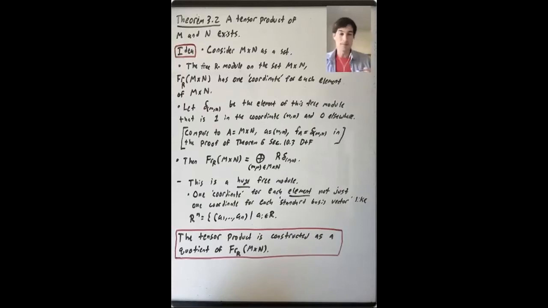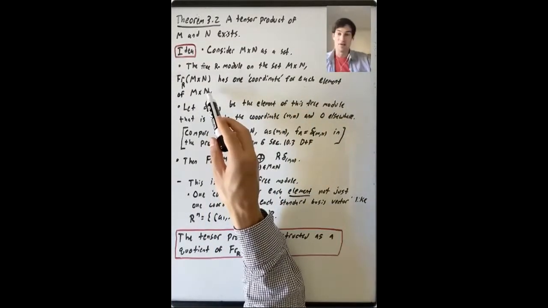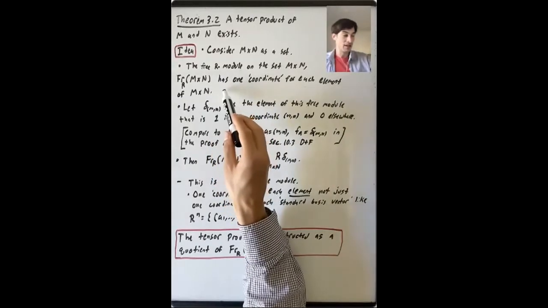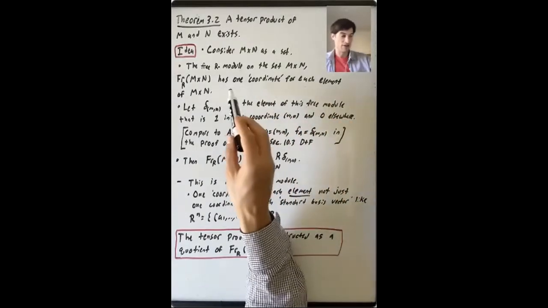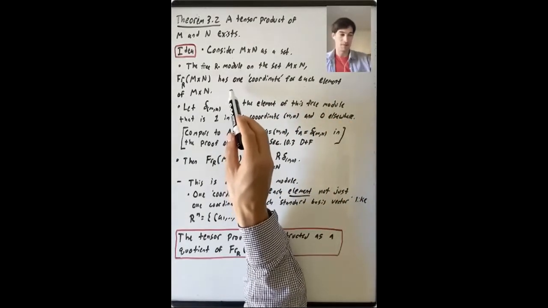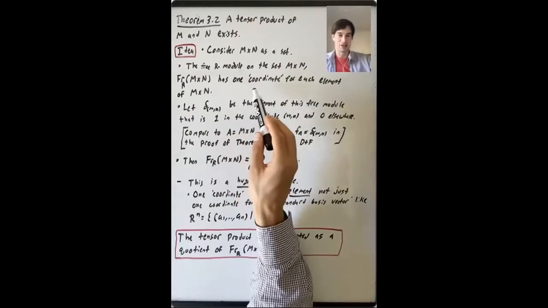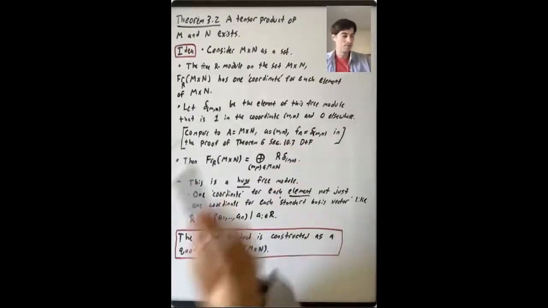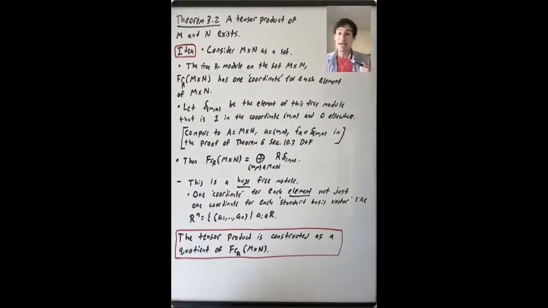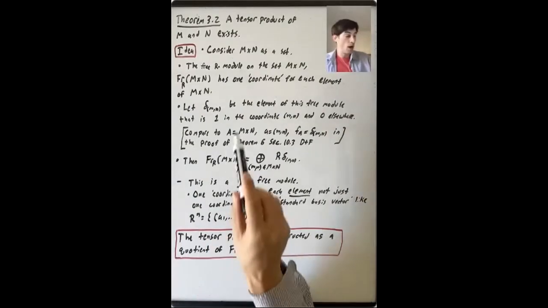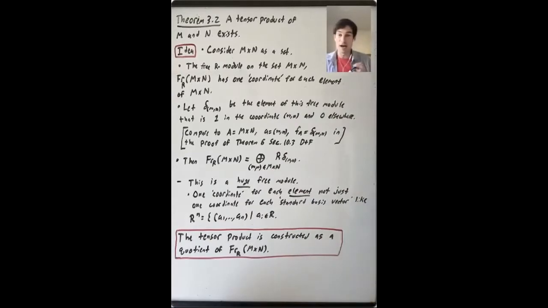What does that look like? This has one coordinate for each element of M cross N. So you can think of it as like a very long string where you have a coordinate corresponding to the first element of M cross N, another coordinate corresponding to the next element, and so on, and so on. And we're going to let delta_(M,N) be the element in this free R module that is 1 in the coordinate corresponding to (M,N) and 0 everywhere else.